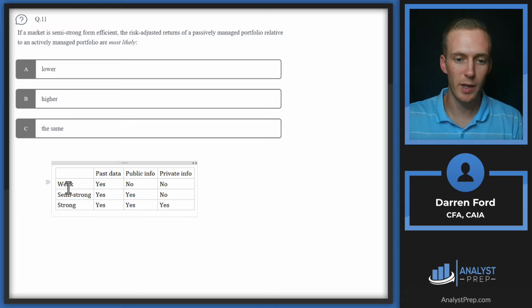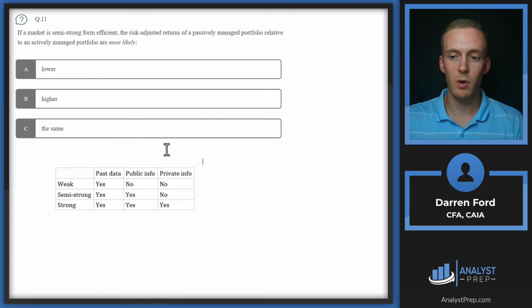So weak is going to include our past data, but not public or private. Semi-strong, which is what we're looking at here, is going to include past data plus public, but not private information. And then strong is going to be past data plus public information plus private information, all priced in. So strong is going to be the most efficient market, where it's going to be the most difficult for an active manager to outperform because all of this information, public, private, past, is all priced in. Weak form is going to be easiest for an active manager to outperform since less information is priced in.